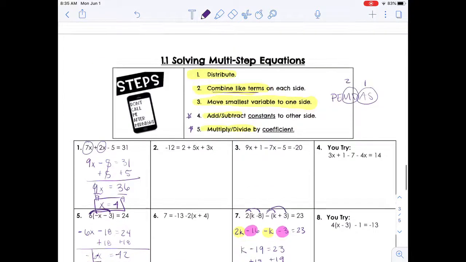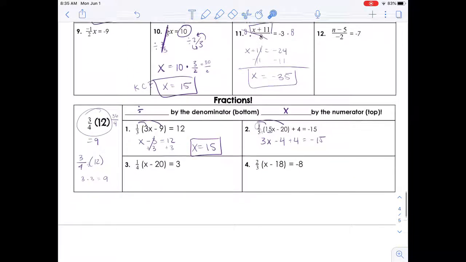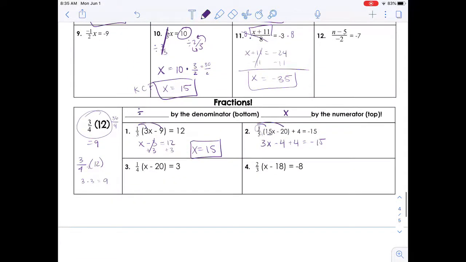Okay, we distributed. Now we need to combine like terms. So we're going to combine those. So we've got 3x equals -4 plus 4 is just 0. So 3x equals -15. And now we're to a one-step equation. We're going to divide by 3 to get x by itself. And x equals -5.